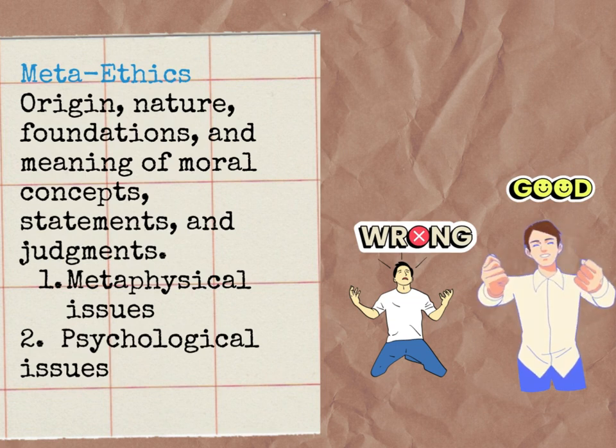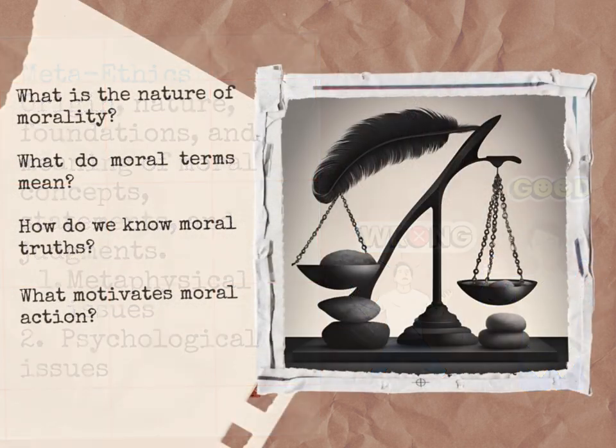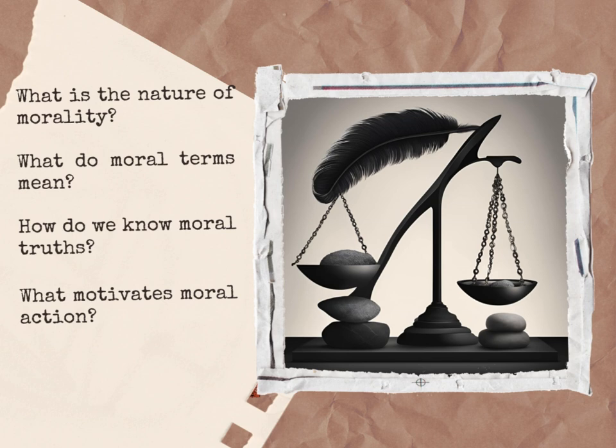And then we have psychological issues. Psychological issues are mostly concerned with the mental basis of moral judgment and conduct. So this comes under meta ethics. Meta ethics is the study of what ethical terms and theories refer to. In meta ethics, we have questions such as what is the nature of morality, what do moral terms mean, how do we know moral truths, or what motivates moral actions. So all these things will come under meta ethics.